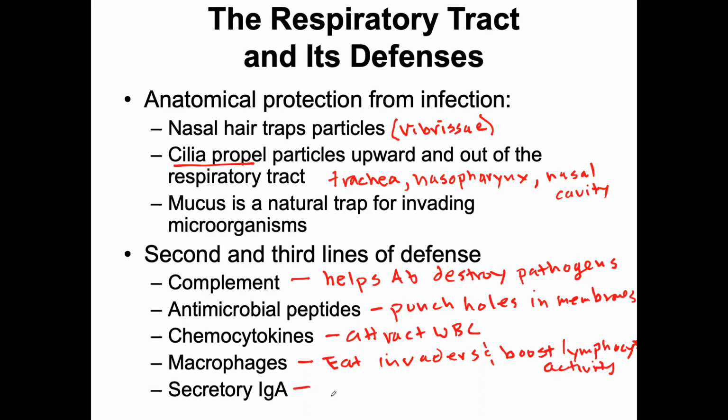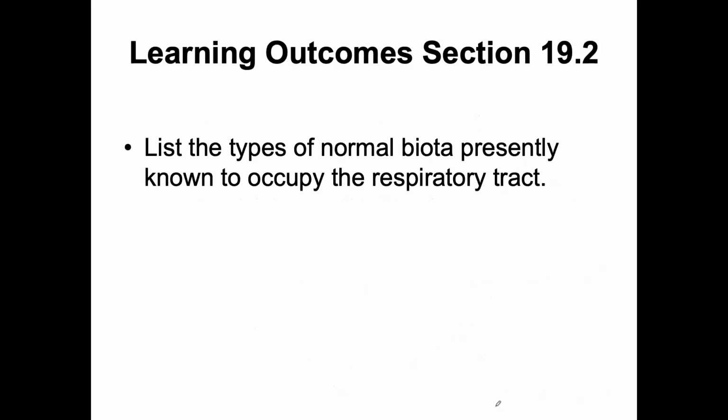And IgA is an antibody that's found in milk, tears, mucus, sweat, and saliva. All those help out. Let's talk about the normal inhabitants of the respiratory tract.